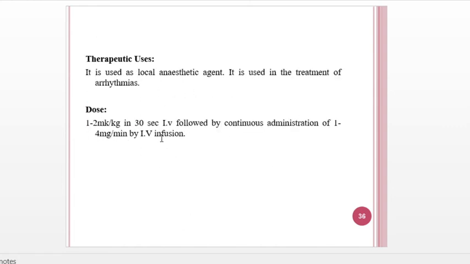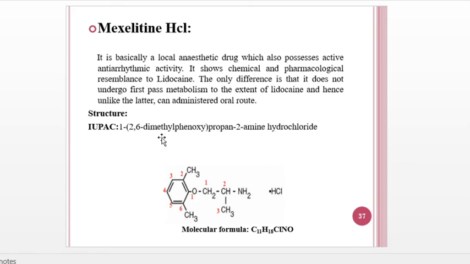Okay, another one is mexiletine. It is a local anesthetic drug. It also possesses active antiarrhythmic activity. It shows chemical and pharmacological resemblance to lidocaine. The only difference is that it does not undergo first-pass metabolism to the extent of lidocaine. Hence, unlike lidocaine, it can be administered by the oral route. This is the structure of mexiletine.